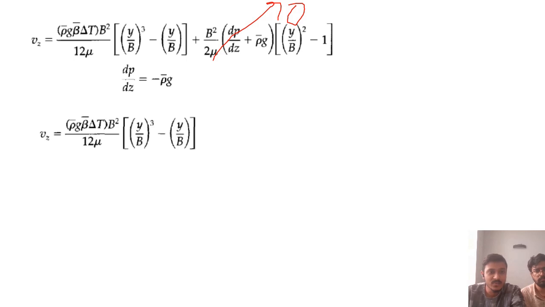So the velocity profile equation will be like this. It will be rho bar g beta bar delta t b square by 12 mu into (y by b whole cube minus y by b). Now this is a simplified equation.